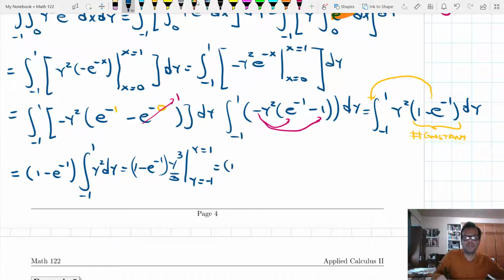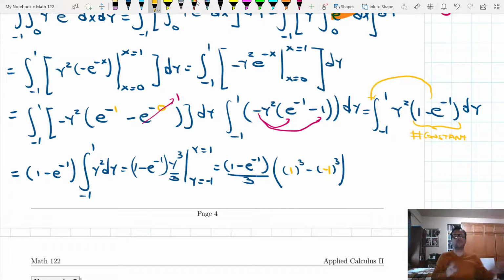So 1 minus e to the negative 1, divided by 3, multiplies quantity cubed minus quantity cubed. All right, so we're going to get 1 for the upper limit and negative 1 for the lower limit. Now be very, very careful. This 1 to the third power is going to give us a 1 here, and this negative 1 to the third power is going to give us a negative 1. Negative times a negative 1 is going to turn into a positive 1, right?